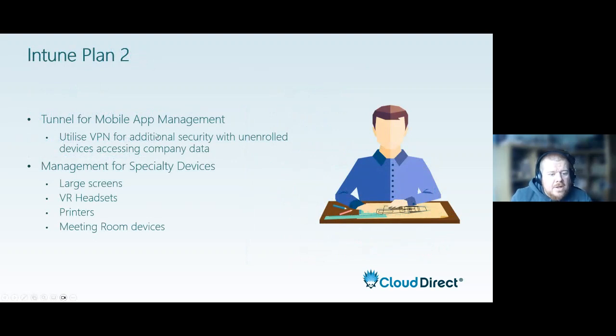So if we look at Plan 2, what this gives us is a tunnel for mobile application management. So for those BYOD devices that are unenrolled but are accessing corporate data, we get an encrypted VPN tunnel to access that data on top of what's included in terms of protecting data on the device. So we're protecting that in transit with a bit more surety. And then we've also got management for specialty devices in there. So people that are using large screens, Surface Hubs, VR headsets, if they support being managed, then this is bringing them into Intune so that we've got wider capability to manage corporate resources.